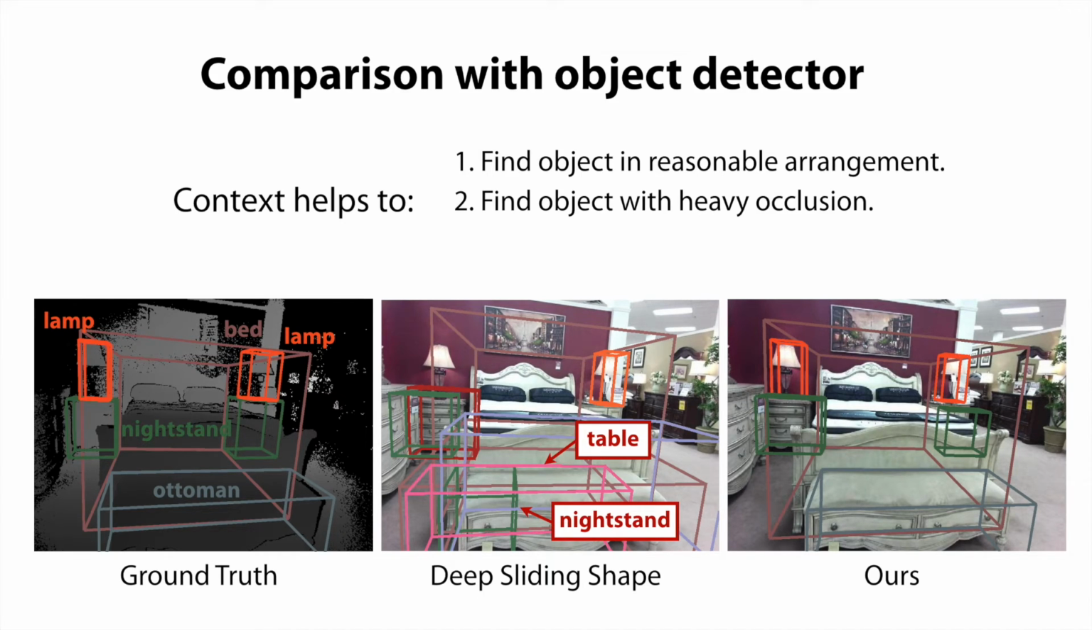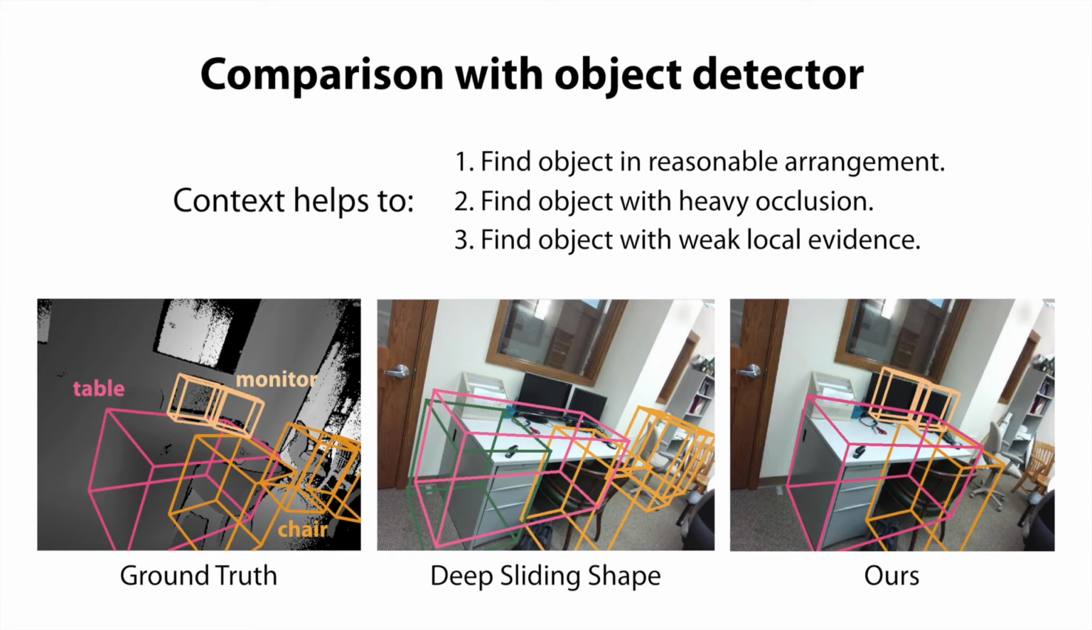Secondly, context also helps find objects under heavy occlusions, such as the nightstand on the right-hand side. Context is also very helpful for finding objects with weak local evidence. For example, monitors usually look like planar surfaces with missing depth, and local features are not strong enough to detect them. However, our context model can strengthen the signal from the local features by knowing that a monitor is very likely to be located on a desk.